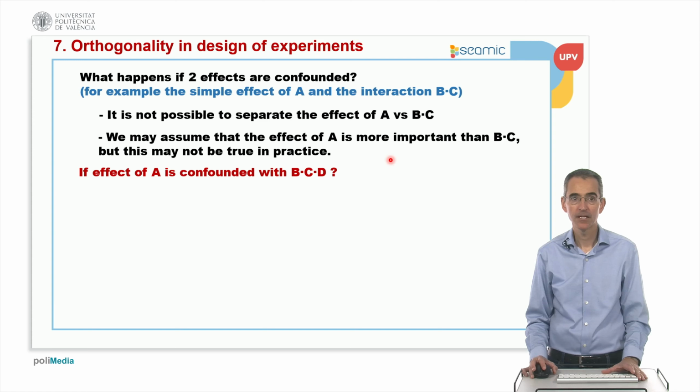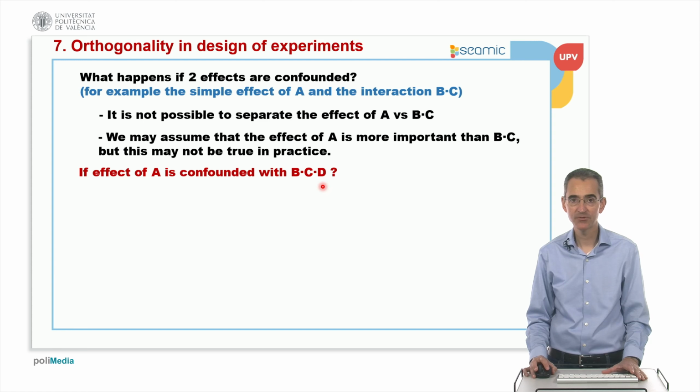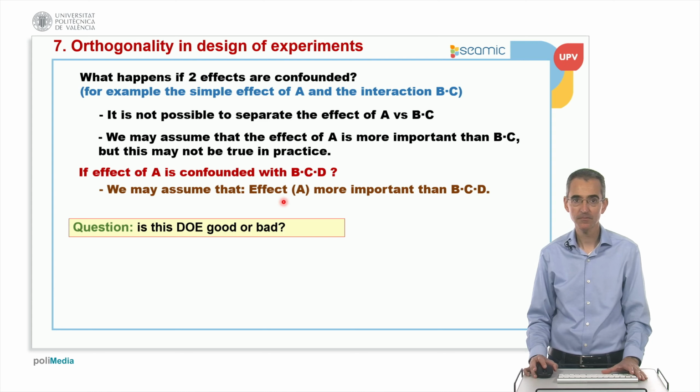And what happens if the simple effect of A is confounded with a triple interaction? Well, this is different because in practice, triple interactions may appear, but they don't appear very often. They are not very common. So we may assume that the effect of A is more important than the effect of the triple interaction. If this ends up being statistically significant, we can assume that the triple interaction is not important and attribute all the effect to this factor.